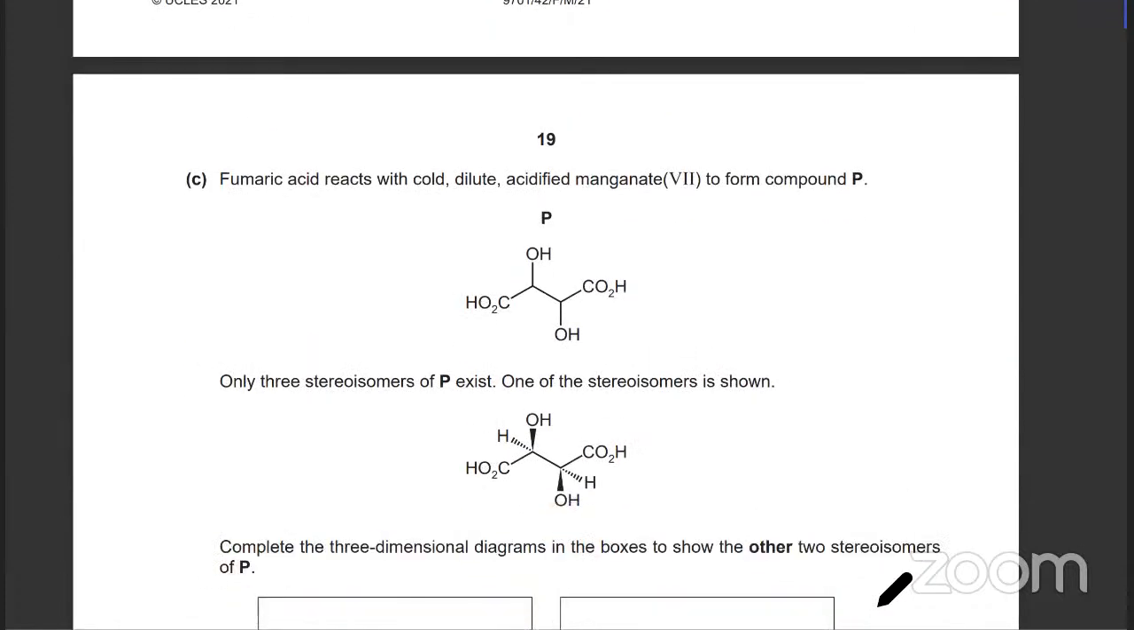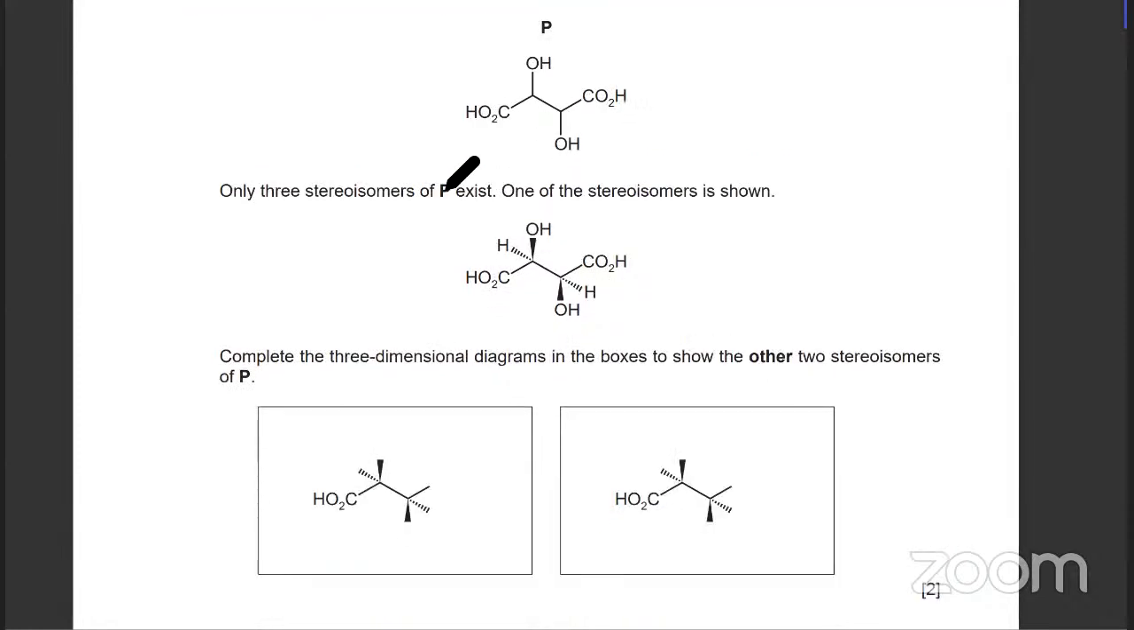And fumaric acid reacts with cold dilute acidified KMnO4 to form the compound P, and only 3 isomers of P exist. One of the stereoisomers is shown. Complete the 3-dimensional diagram in the boxes below to draw the other 2. So the only thing you have to do now is, he's saying that this is chiral and this is chiral, both are chiral, right? So what are the other stereoisomers? The other ones are mirror images, right? So you're going to have 2 of them.